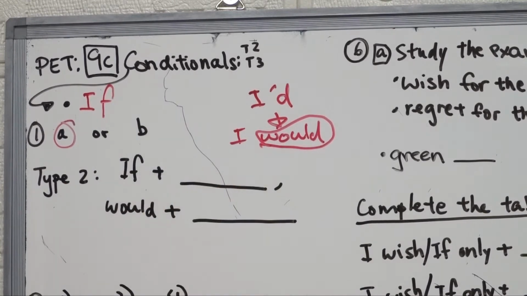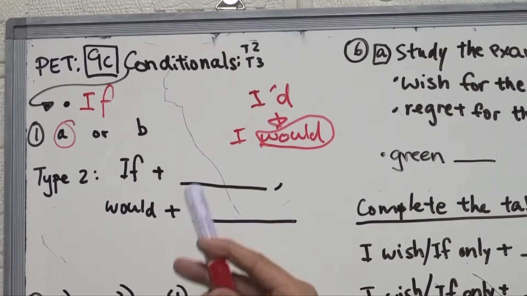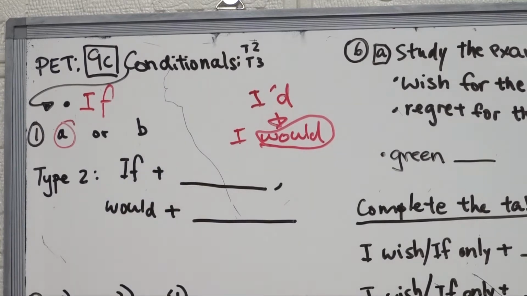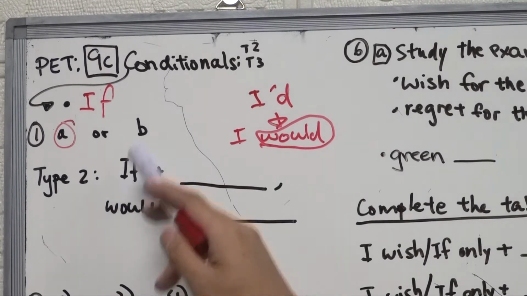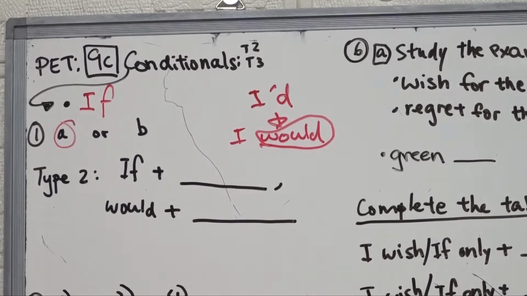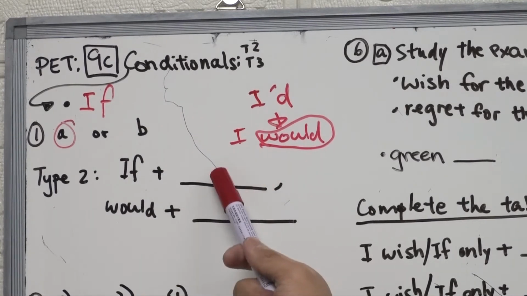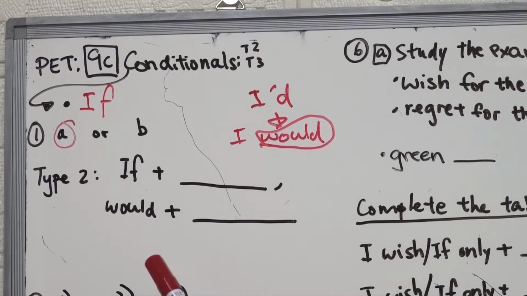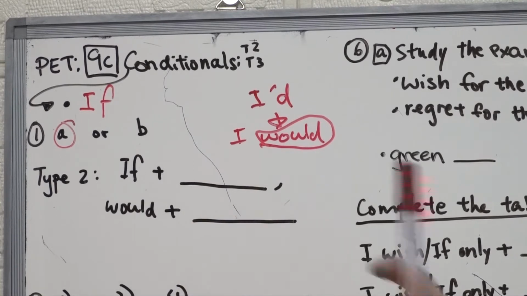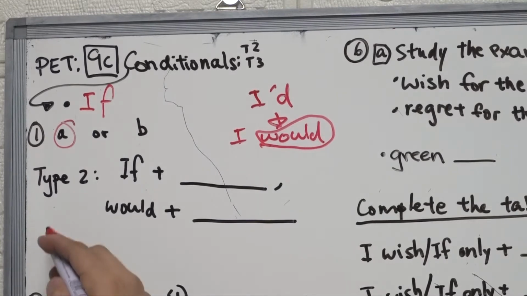So you can refer to what the teacher wrote. What would you do if you had 1 million pounds, okay? So this is a type 2 condition. We have the word if, right? It's the most important one, if. And then blank, right? And then we have would plus something, okay? So let me write down what the teacher wrote here.